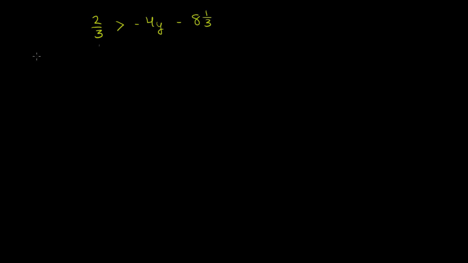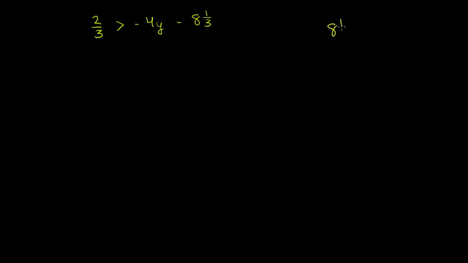We have the inequality 2/3 is greater than negative 4y minus 8 1/3. Now, the first thing I want to do here, just because mixed numbers bother me, they're actually hard to deal with mathematically. They're easy to think about. Oh, it's a little bit more than 8. Let's convert this to an improper fraction.